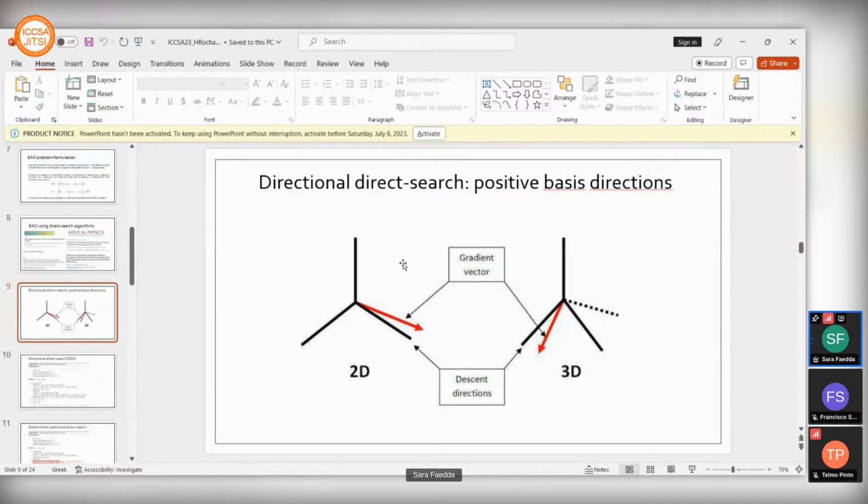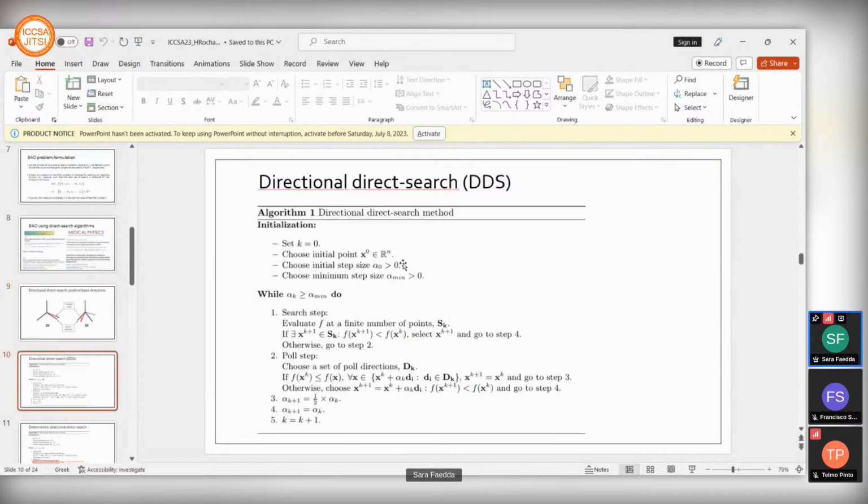Given any vector, I can always find a vector of a positive basis that forms an acute angle with that vector. In particular, if that vector is the gradient vector that I don't know, I can always find a vector of a positive basis that forms an acute angle with the gradient vector. And we can show that following that direction, we end up improving, or decreasing, the objective function value. So that's the main reason for using these directions to explore a search space.